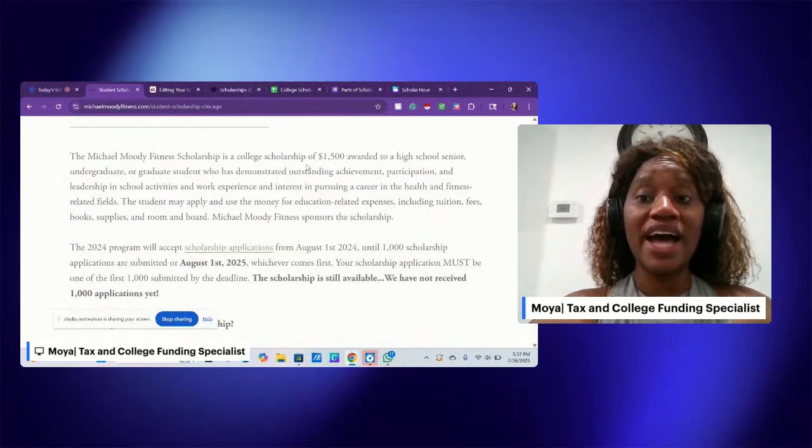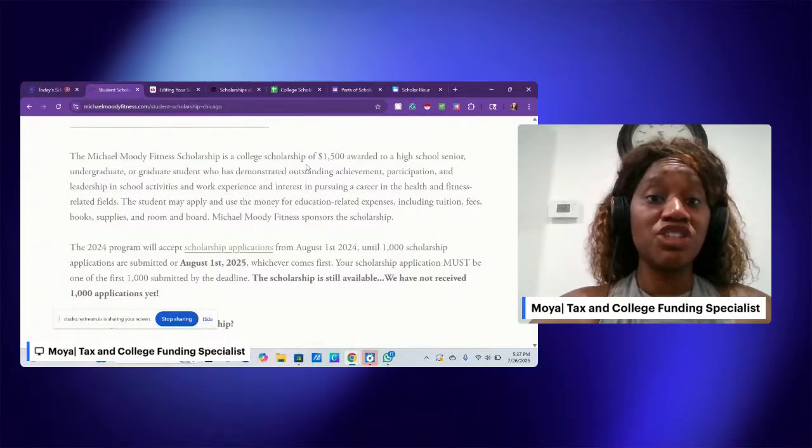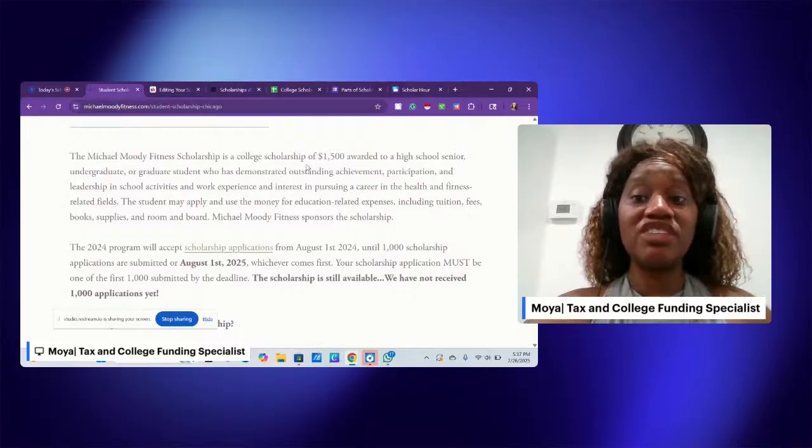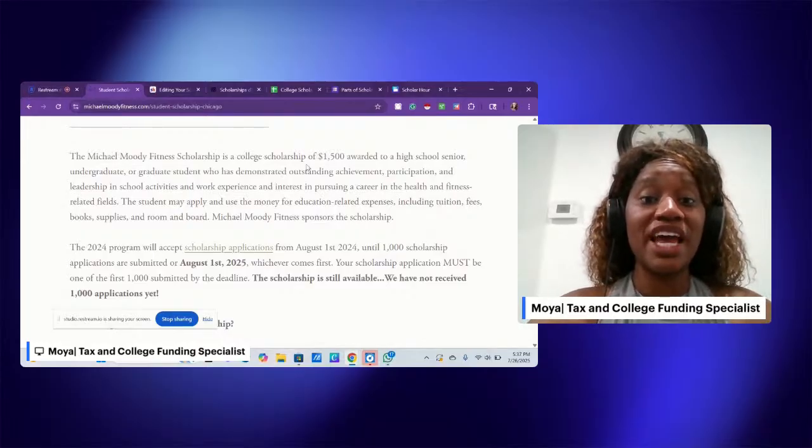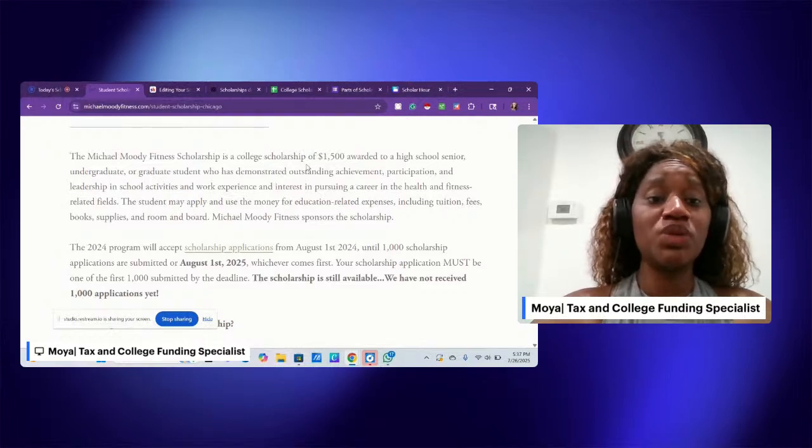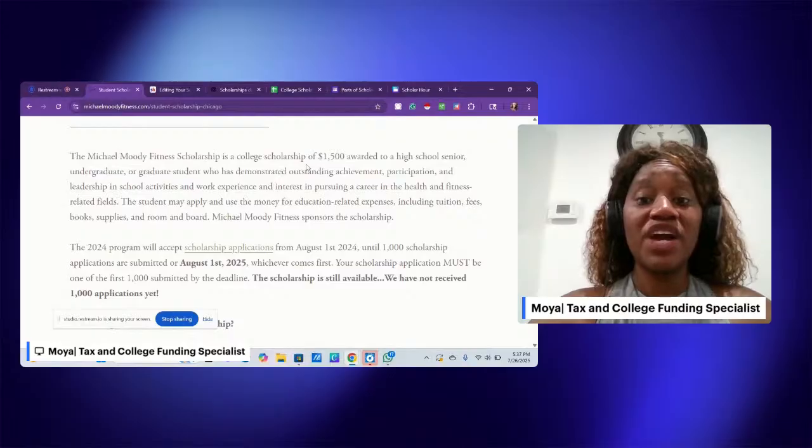It's awarded to a high school senior, undergraduate, or graduate student who has demonstrated outstanding achievement, participation, and leadership in school activities and work experience, and interest in pursuing a career in the health and fitness-related fields. The student may apply and use the money for education-related expenses, including tuition, fees, books, supplies, and room and board.